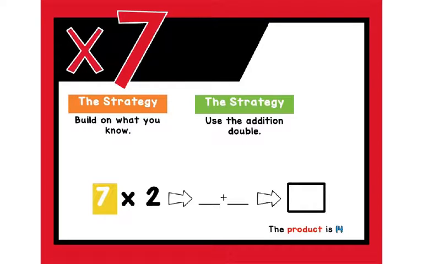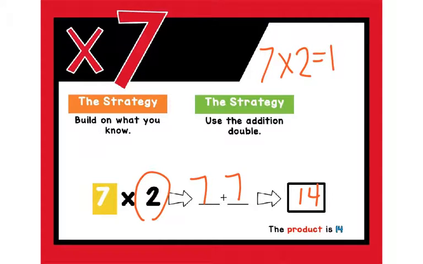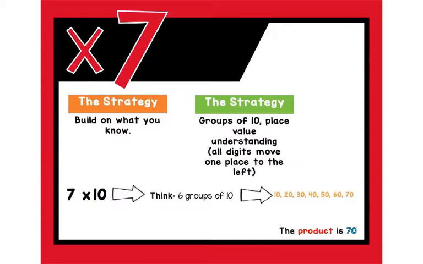7 times 2. I see a 2 here. So I know that I will have to do the addition double. So I will have 2 groups of 7. 7 plus 7 equals 14. So 7 times 2 equals 14. So that also means that 2 times 7 equals 14. Build on what you know.